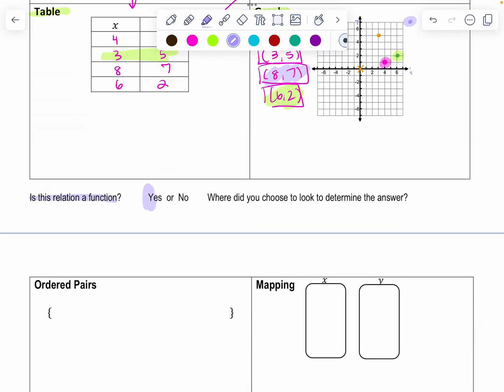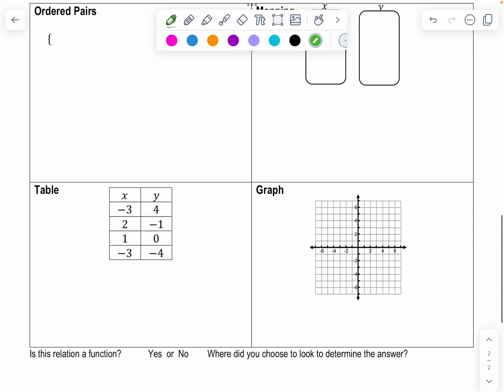Yes, it's a function. I looked at the mapping because you could see the arrows clearly. All right, let's do another example, and then you'll do one on your own.